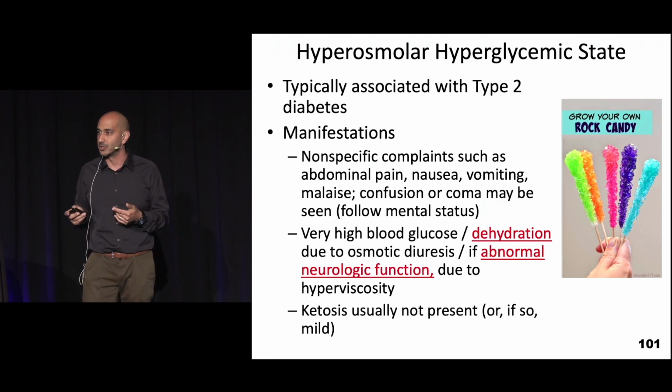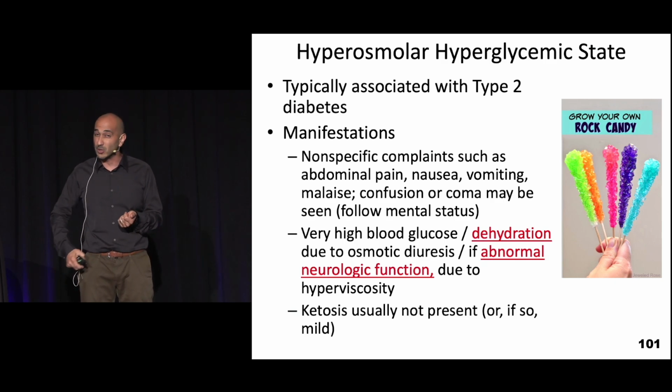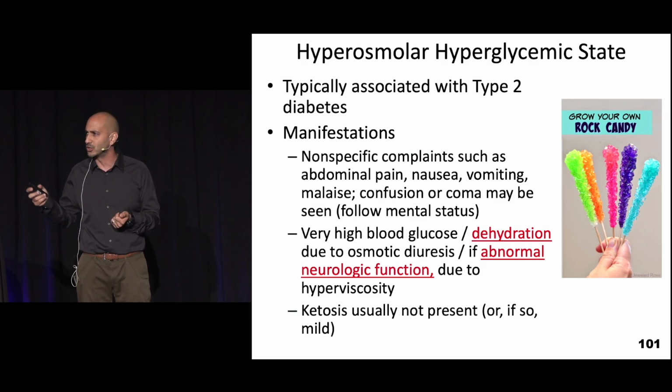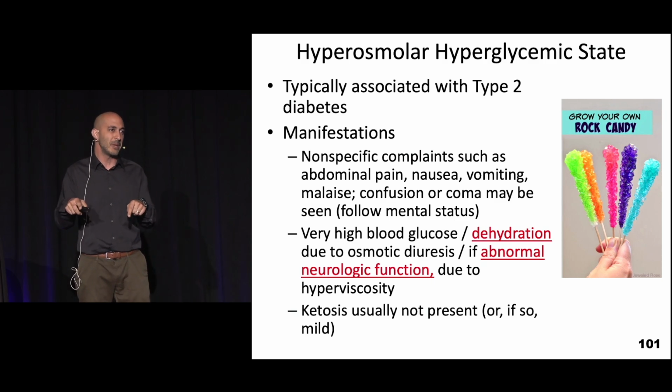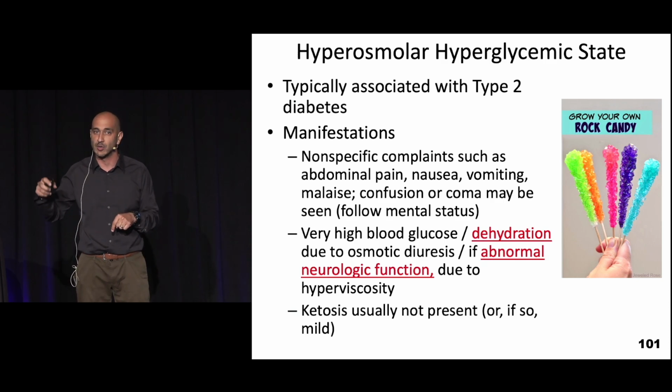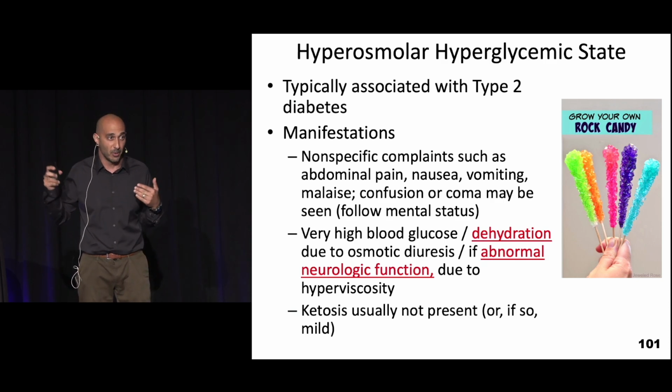So what's the pathophysiology here for these patients? These patients also have really, really high blood sugars. In fact, a lot more blood sugar than you'll often see in DKA. Sometimes we'll see DKA with blood sugars 300, 400, 500. These patients, you'll see blood sugars in the 900s, thousands. I've heard of people with 2,000s, very, very high blood sugars.